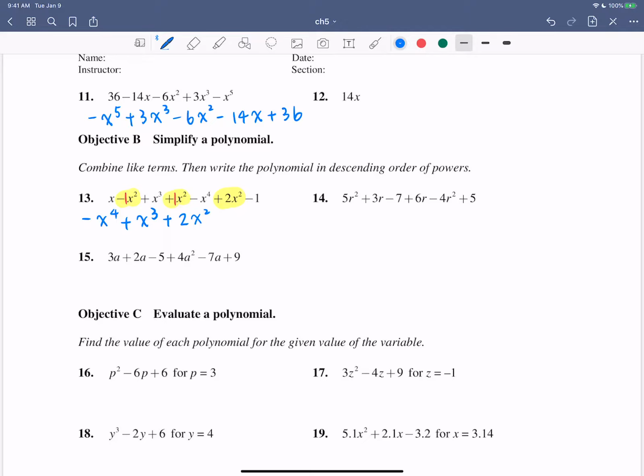Moving on to the 1st degree. There's only one term that has a 1st degree, which is the first term, so simply plus x. And then finally we have a constant term, so copy that, -1.